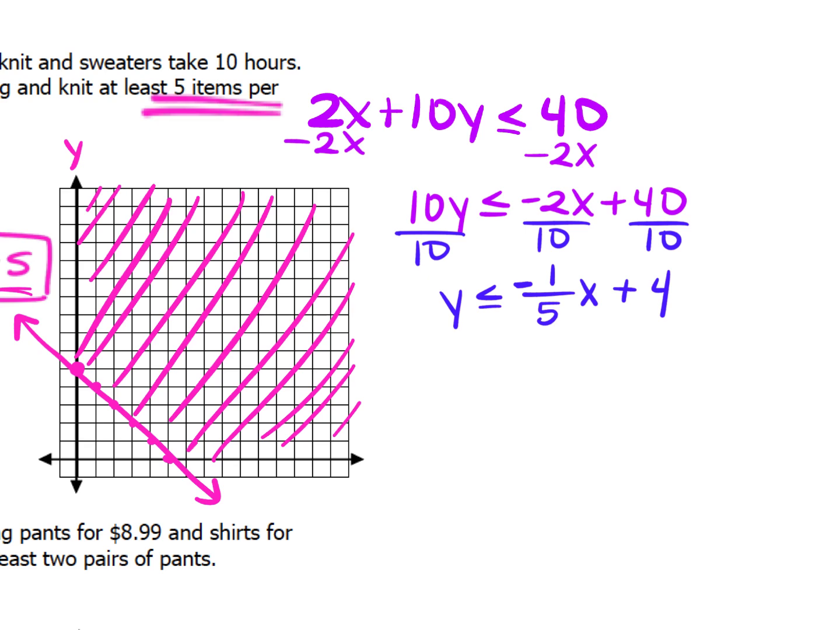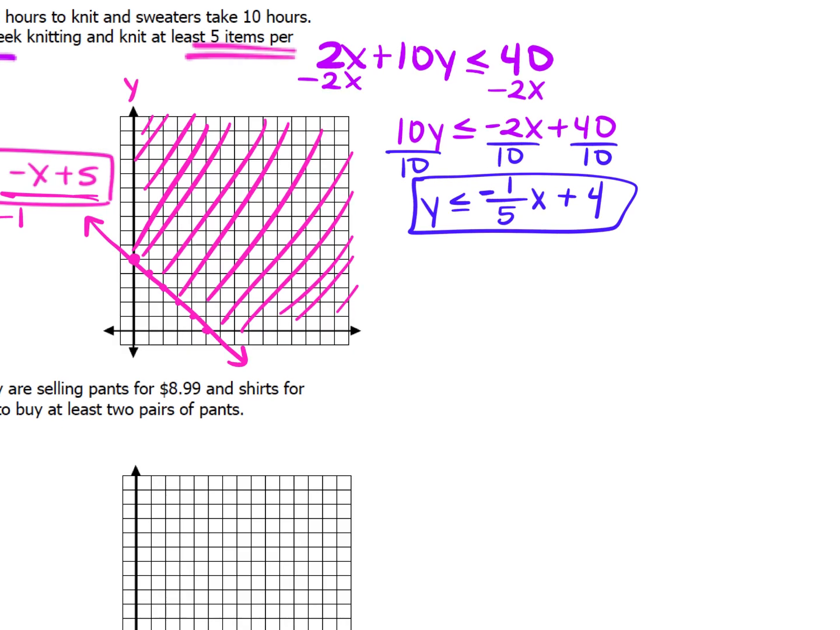Okay, so this is your new equation. What do you graph first? A positive 4. So up to 4, 1, 2, 3, 4 puts us here. And then from there, you're going to move down 1 over 5. Down 1, 1, 2, 3, 4, 5. Down 1, 1, 2, 3, 4, 5. Down 1, 1, 2, 3, 4, 5. Okay, again, a solid line.